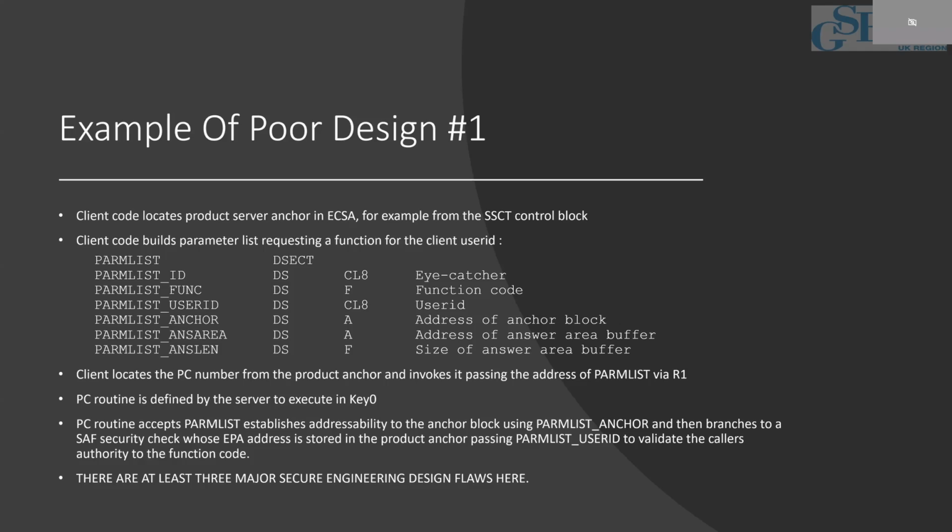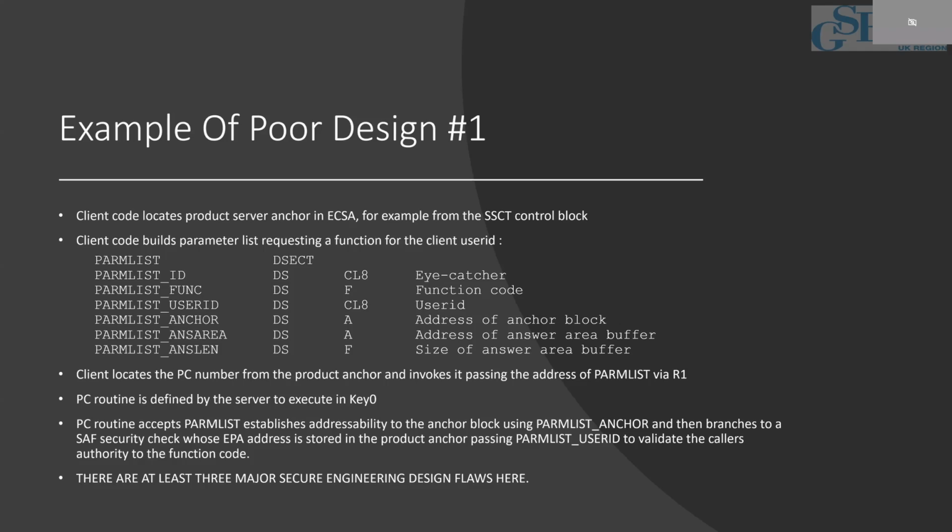Okay, so he's got some logic inside the client code that locates the PC number from the product anchor and passes the address of this parameter list via R1. The PC routine is defined to run P0, as a lot of software products are, and it accepts the parameter values, establishes addressability of this control block, the address passed in the anchor field, and branches to a SAF security check module whose EPA is off that product anchor block, and passes the user ID to validate the caller's authority to use the function code.